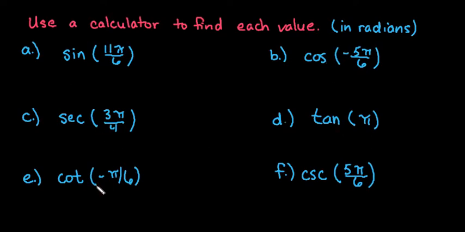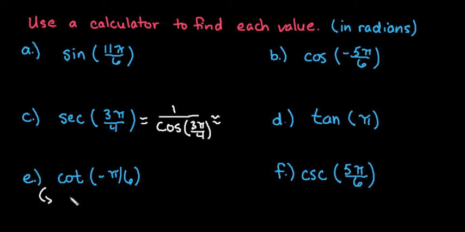For secant and cotangent and cosecant, you have to use the reciprocal functions. You do not want to use the inverse sine and inverse cosine and inverse tangent buttons. So if you remember that secant is 1 over cosine, when you plug this one into your calculator, you do have to put it as 1 over cosine 3 pi over 4 before you get your decimal approximation.